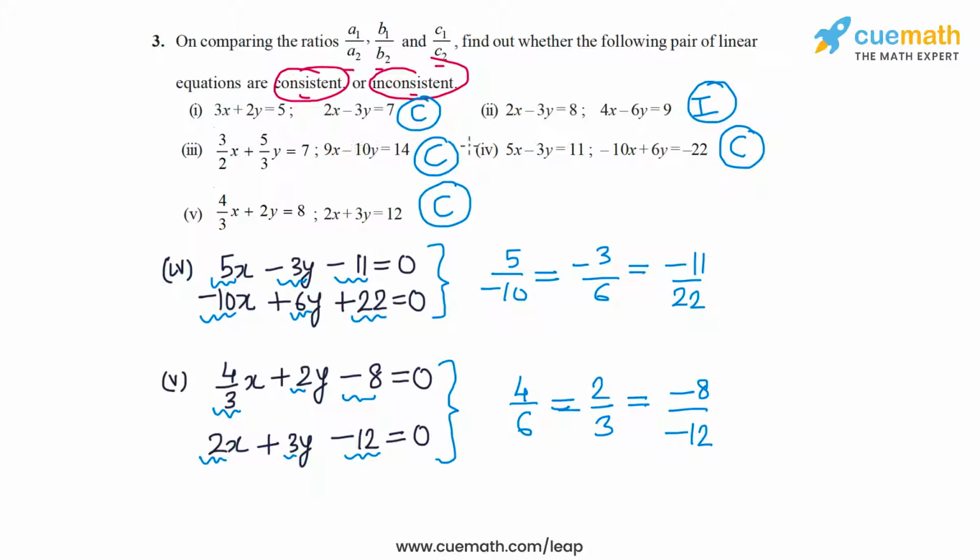So of the 5 given pairs, the first one, third one, fourth one and fifth one are consistent, and the second one is inconsistent. So that completes question 3 of this exercise.